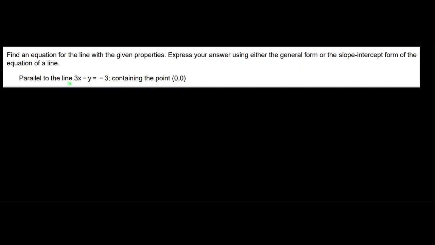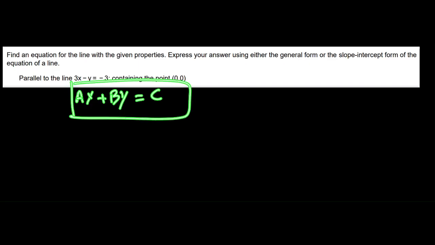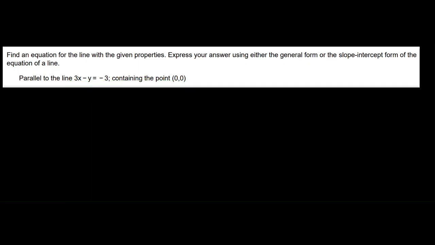This is a general form of a line. It's ax plus by equals c. In this general form, we cannot see a slope. We can rewrite the equation in the form of a slope-intercept, and then in that form, the coefficient of x equals the slope.